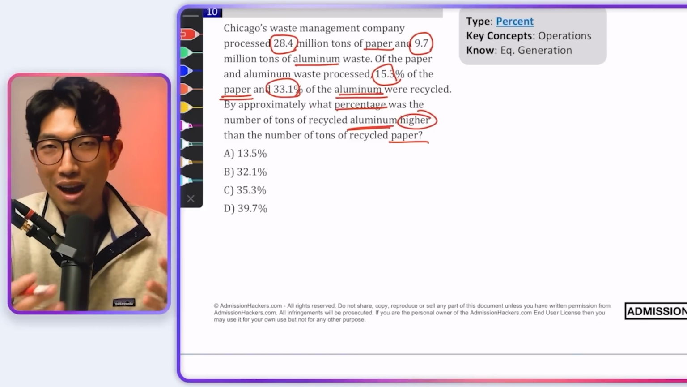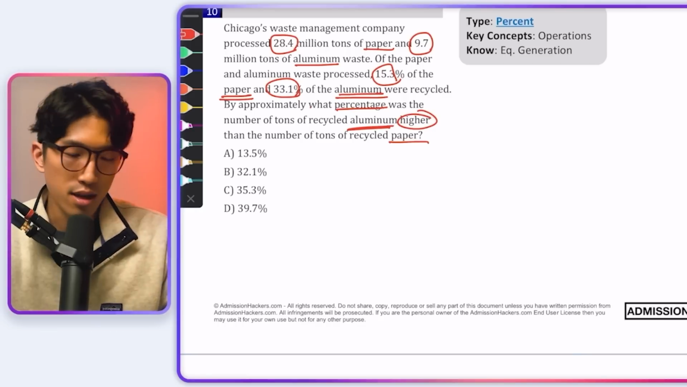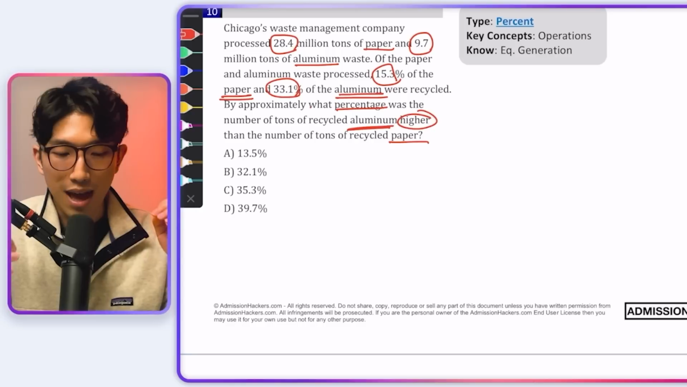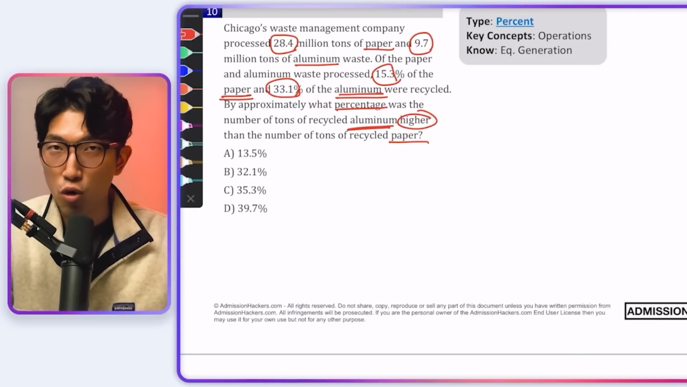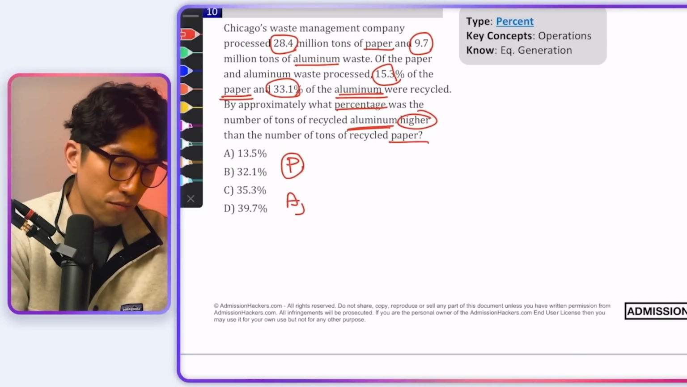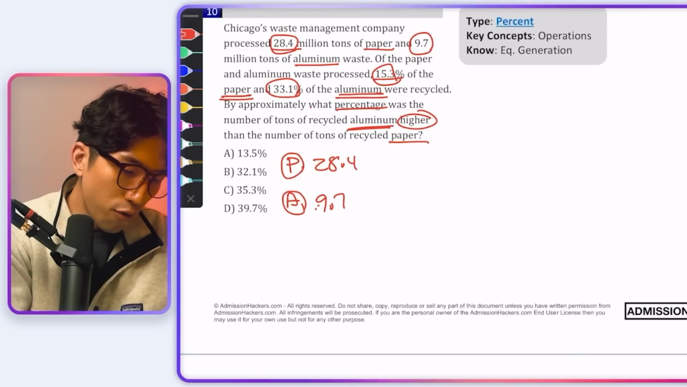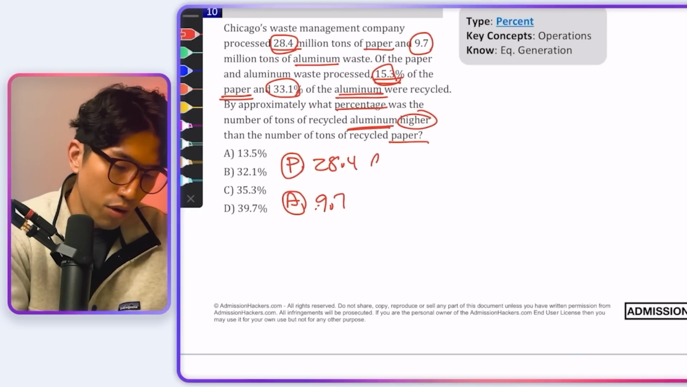lot of information that you have to process. So when it comes to these types of questions, guys, equation generation is going to be the most important thing, but a good habit to have is to have all your work really nicely organized. So for paper and aluminum, right? For paper, we have 28.4 million and aluminum, we have 9.7, right? And of those, for paper, we processed 15.3%, and then for aluminum, we processed 33.1%.